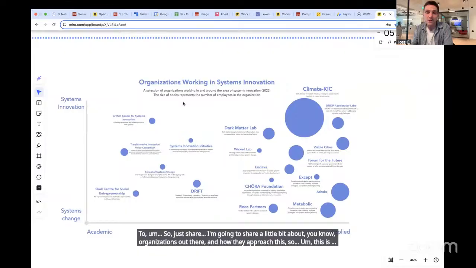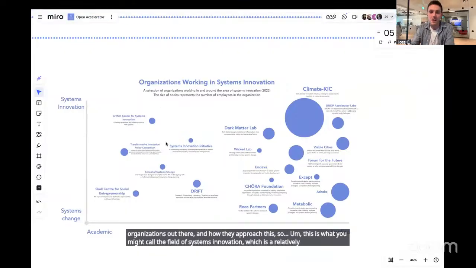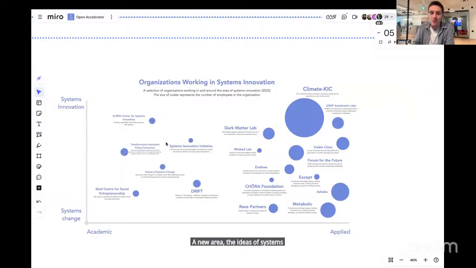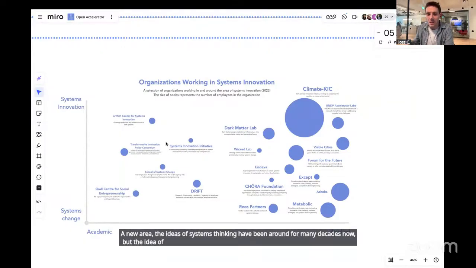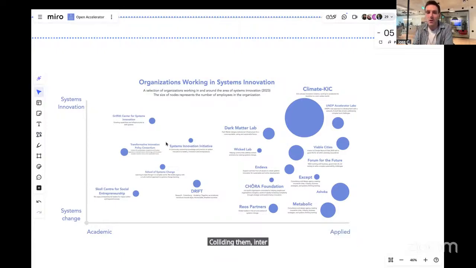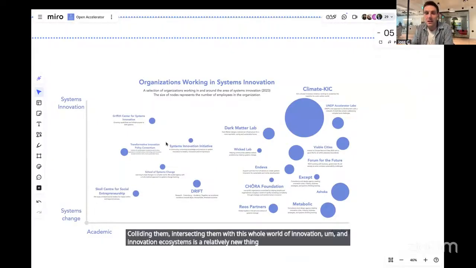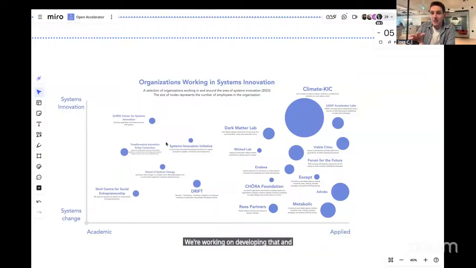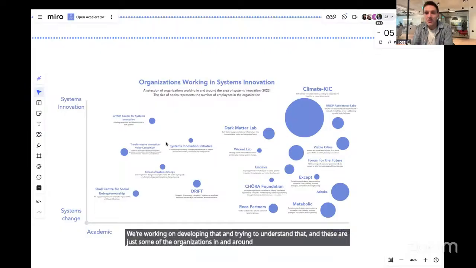This is what you might call the field of systems innovation, which is a relatively new area. The ideas of systems thinking have been around for many decades now, but colliding them and intersecting them with this whole world of innovation and innovation ecosystems is a relatively new thing, just a couple of decades old. So the whole area is quite nascent, and we're working on developing and understanding that. These are just some of the organizations in and around that space, and we're going to look at some of their methodologies and how they approach this. You can see Climate-KIC there, which is one we will look at. It's the European Union's innovation agency for addressing climate change.